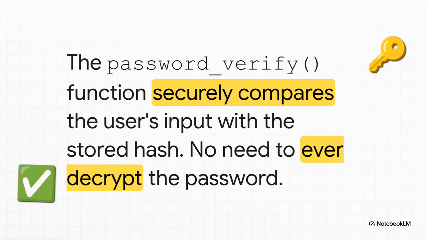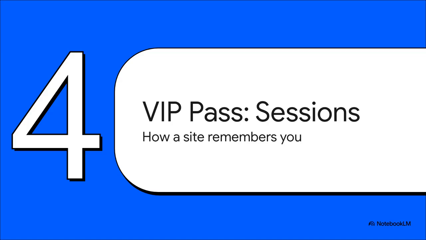And right here, this is the magic of hashing in action. This is how our bouncer checks the user's password. It uses this amazing password_verify function. It takes the password the user just typed in, hashes it on the spot, and then simply compares that brand new hash to the one we already have stored in our database. If they're a perfect match, the password is correct. We never have to see or decrypt the original password. It's brilliant. Okay, success. The bouncer let them in.